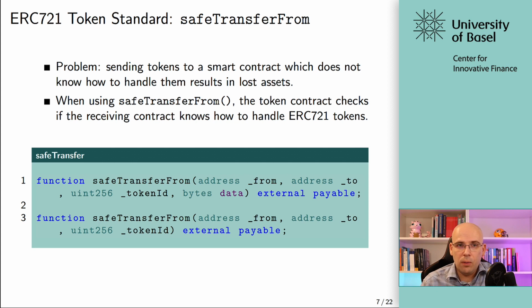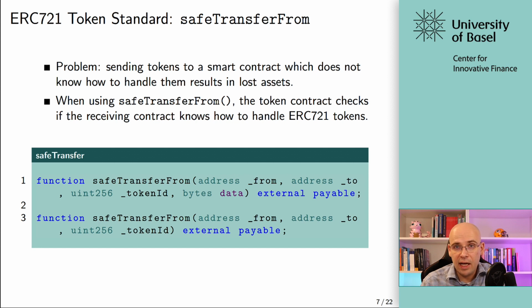bad. So when you're using the function safeTransferFrom, the token contract checks if the receiving contract knows how to handle these ERC721 tokens, and it effectively only sends it when that's the case. So in the first step, it looks, is it an EOA? When it's an externally owned account, then everything is fine. With an externally owned account, of course, you have the flexibility. So the recipient will always be able to transfer these NFTs later on.